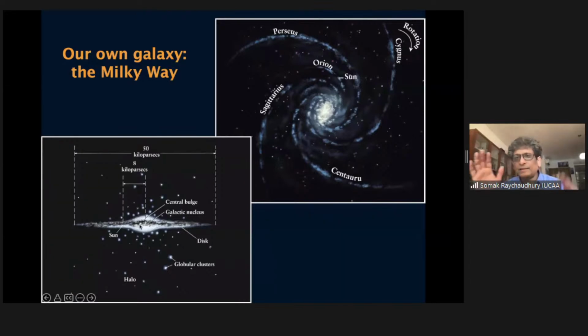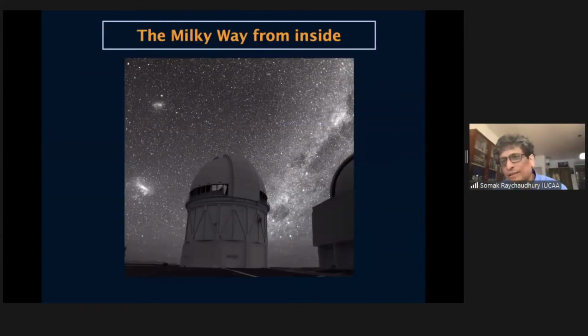But how would this look? Because you're looking towards the bulge of our galaxy, it looks like a band across the sky, and this is what it looks like. So this is now a real picture. This is not an artist's picture. This is in northern Chile, on the Andes Mountains, in the Atacama Desert, where a lot of the fantastic telescopes are.